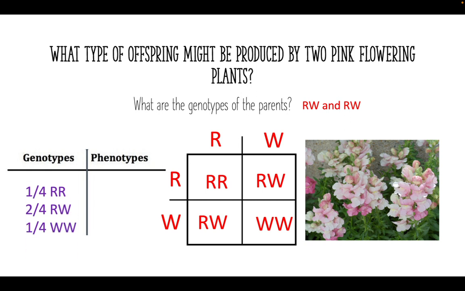So if you've noticed, and if you filled out your Punnett square, you'll see that we have 1 out of 4 capital R, 2 out of 4 RW, and 1 out of 4 WW. That phenotype would be 1/4 being red, half being pink, and 1/4 being white.